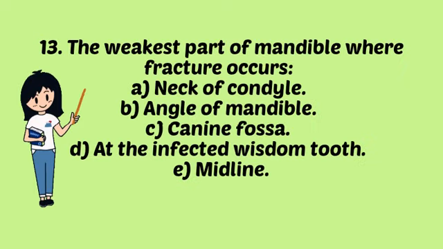13. The weakest part of mandible where fracture occurs. A. Neck of condyle. B. Angle of mandible. C. Canine fossa. D. At the infected wisdom tooth. E. Midline. Option A is correct, neck of condyle.